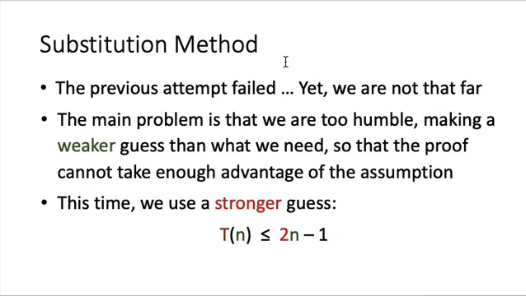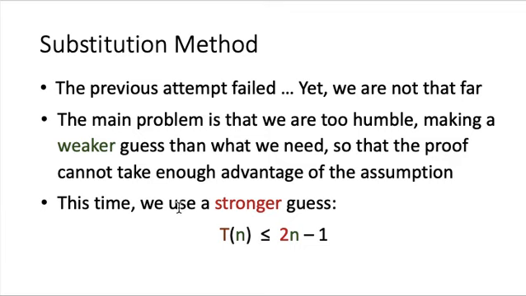So the previous attempt failed, but actually we are not that far from the correct proof. The main problem of the previous attempt is that we are a little bit too humble. What does that mean? We are only making a weaker guess than what we need, so that during the induction proof process, we cannot take enough advantage of the assumption. So we make a weaker guess so that the assumption is weaker. In that case, it is more difficult to prove what we want.